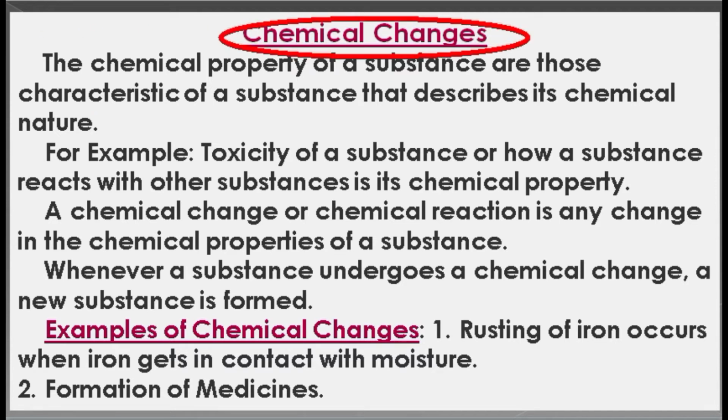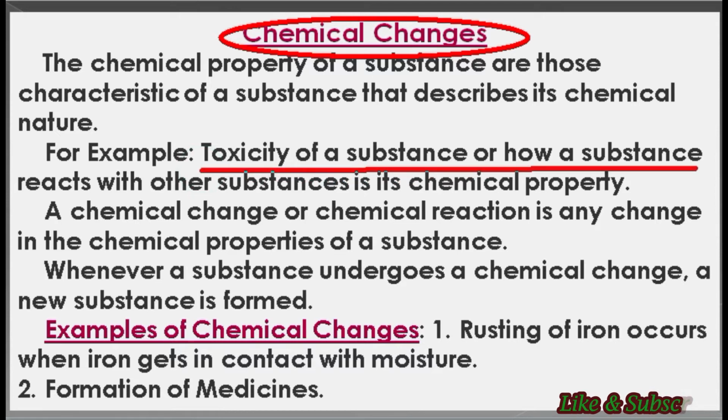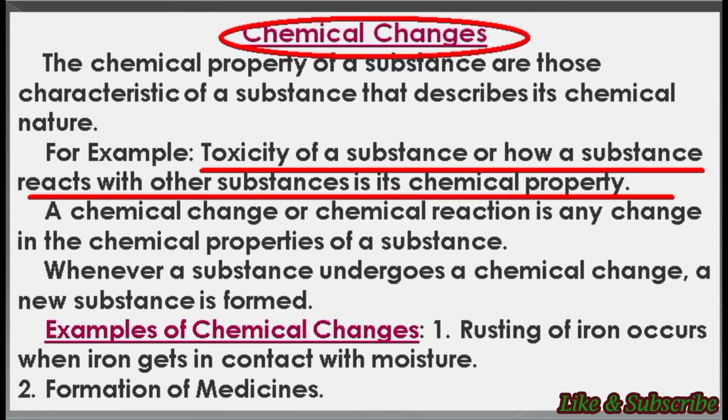Students, chemical change is a change that affects the internal structure of the substance to form a new substance. And students, chemical properties of a substance are those characteristics, or you can say those properties of a substance, that describe its chemical nature. For example, toxicity of a substance or how a substance reacts with another substance is its chemical property.